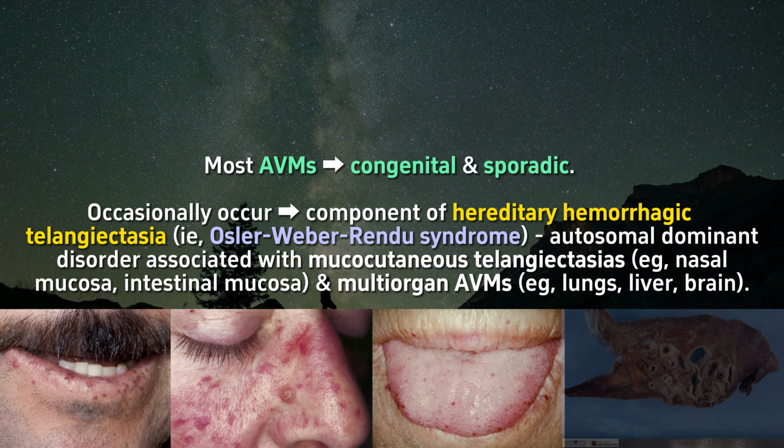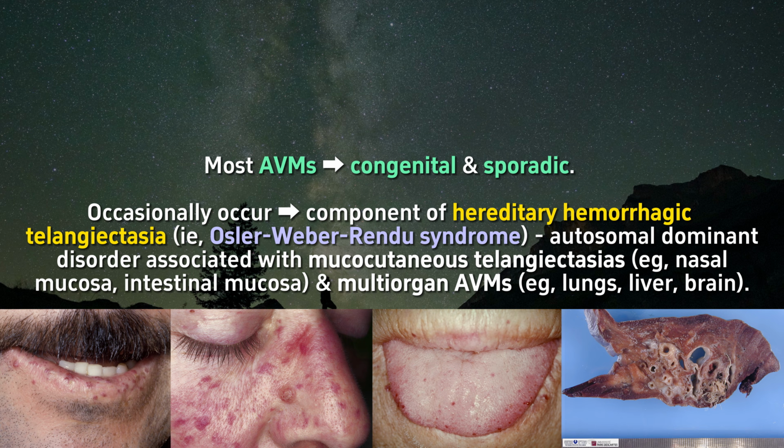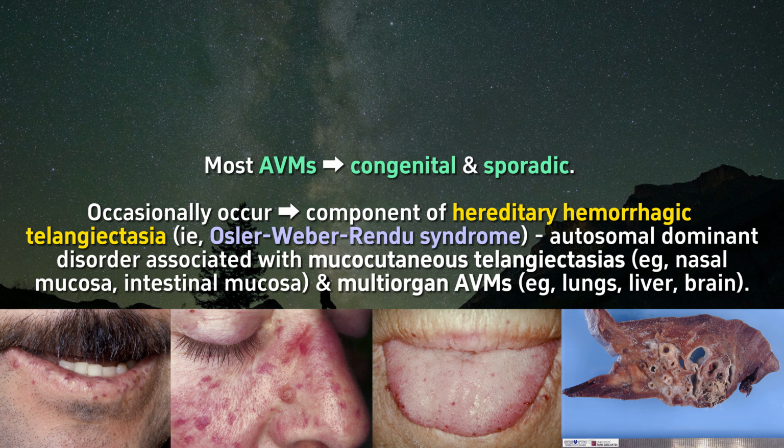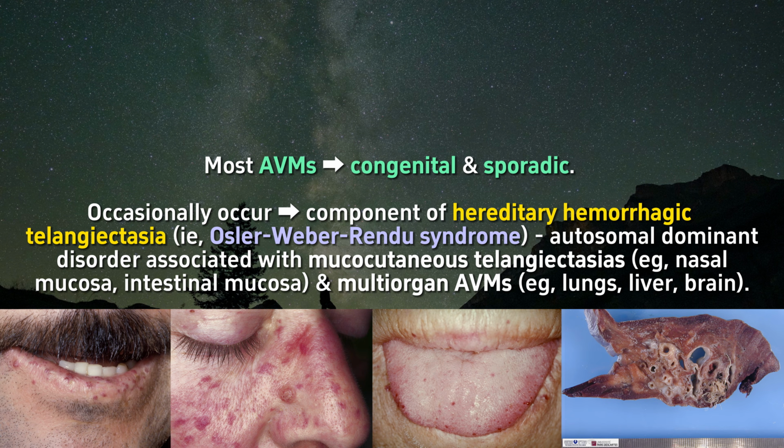They can occasionally occur as a component of hereditary hemorrhagic telangiectasia, that is, Osler-Weber-Rendu syndrome, an autosomal dominant disorder associated with mucocutaneous telangiectasias, for example, nasal mucosa, intestinal mucosa, and multi-organ arteriovenous malformations, for example, lungs, liver, and brain.